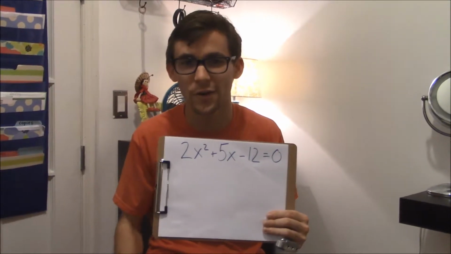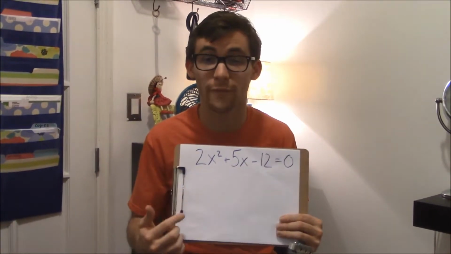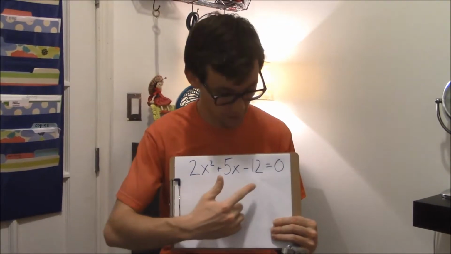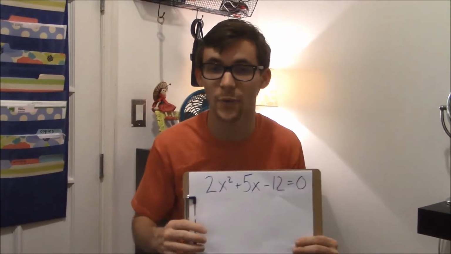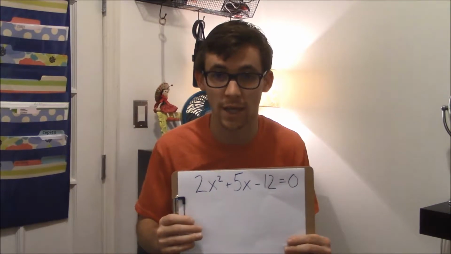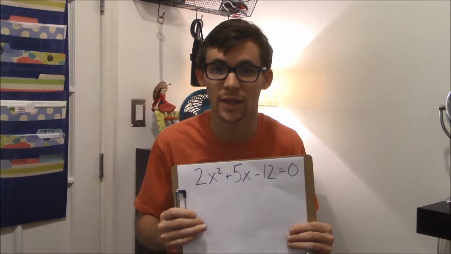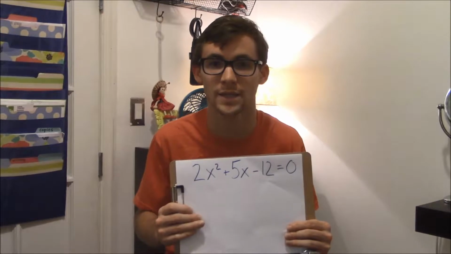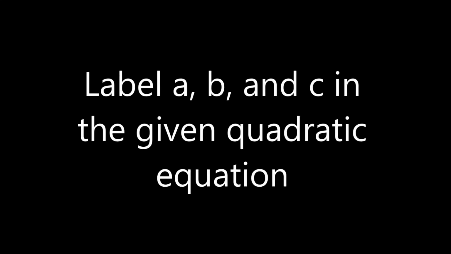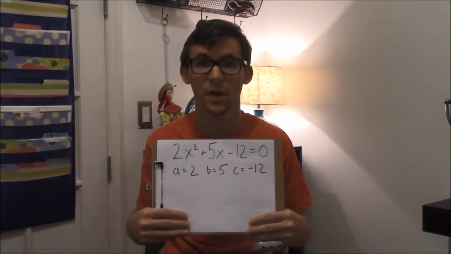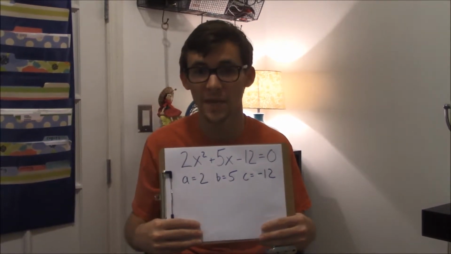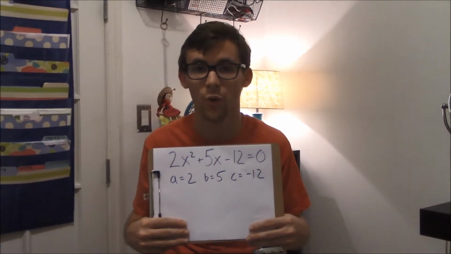Oh, that's right. Standard form is when quadratics are in the form ax squared plus bx plus c equals 0, just like we have here. Now when I say go, take 10 seconds silently and independently to label A, B, and C. Go. And come back together in 3, 2, 1, time. We should have found A is 2, B is 5, and C is negative 12.